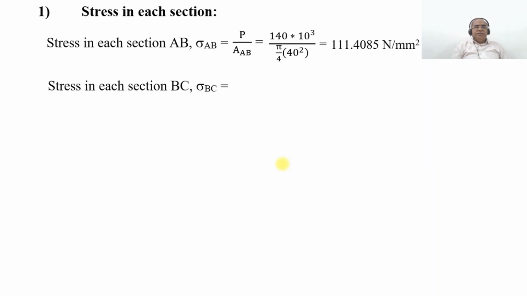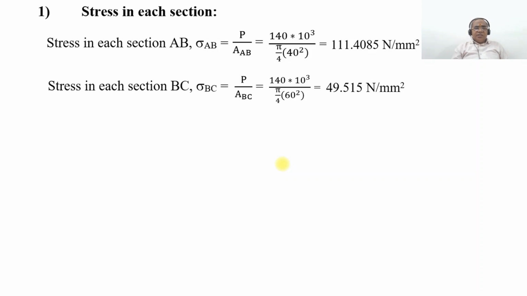Similarly, the stress in section BC, sigma BC, will be equal to P by A of BC, the area of cross section at BC. Since the load applied is the same across all the 3 sections, the load remains the same, which is 140 into 10 to the power of 3 divided by pi by 4 into 60 square. On simplification, you are going to get this value as 49.515 Newton per mm square.